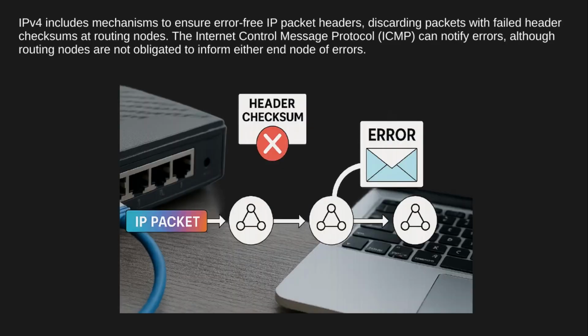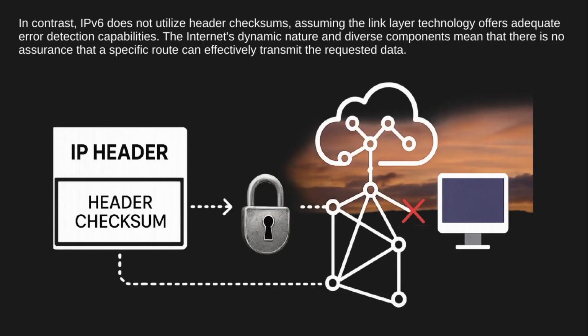IPv4 includes mechanisms to ensure error-free IP packet headers, discarding packets with failed header checksums at routing nodes. The Internet Control Message Protocol, ICMP, can notify errors, although routing nodes are not obligated to inform either end node of errors. In contrast, IPv6 does not utilize header checksums, assuming the link layer technology offers adequate error detection capabilities. The Internet's dynamic nature and diverse components mean that there is no assurance that a specific route can effectively transmit the requested data.